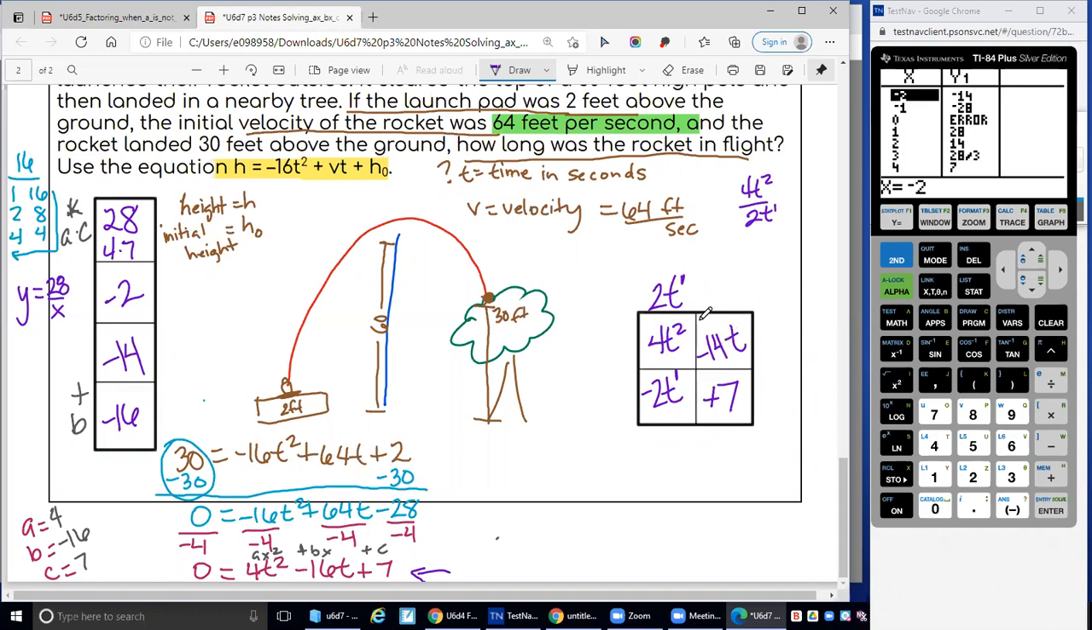So Javi, what's going to be right here, sir? 2t. I agree with you, right? 4 divided by 2 is 2. And t squared divided by t to the first, remember we subtract, right? 2 minus 1, so it's just 1, okay? So if I have 2t here, what's going to go up here?